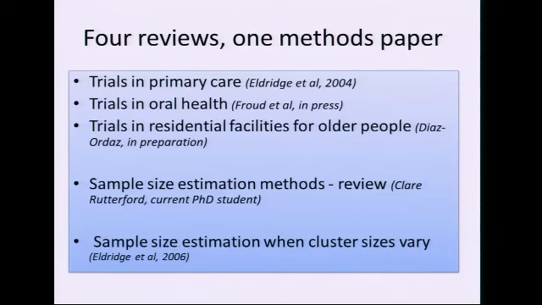So I'm going to show you some very, very early work. She's only just started. She's doing it part-time, and she's only been with us since January. So this is very early stuff that's coming out of her work. And then a methodological paper that we published in 2006.